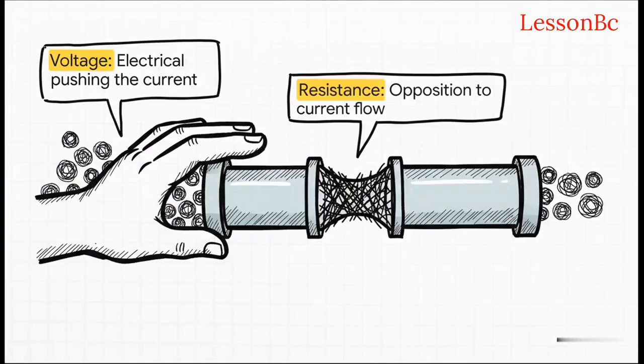Before we get to the law itself, we need to meet 2 new characters in our story. First up is voltage. The best way to think about voltage is like electrical pressure. It's the push that makes the current go. The more voltage, the more push. And then there's resistance. Resistance is exactly what it sounds like. It resists the flow. It's like a narrow pipe or a kink in a hose. It makes it harder for the current to get through. And we measure that in ohms.